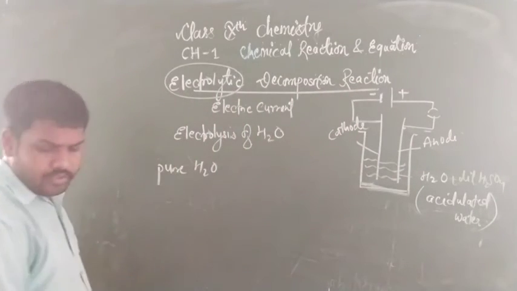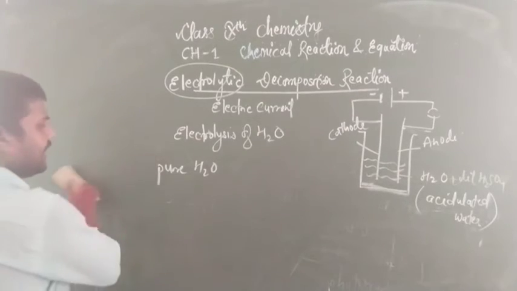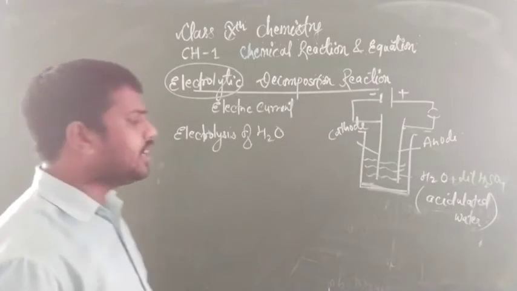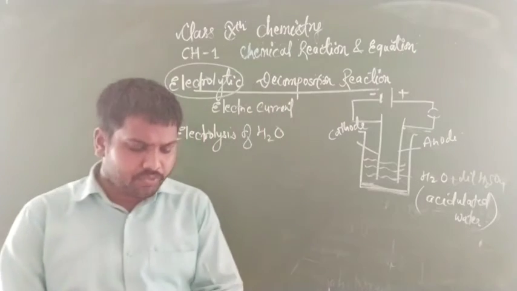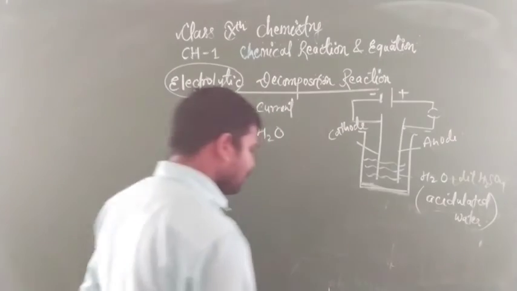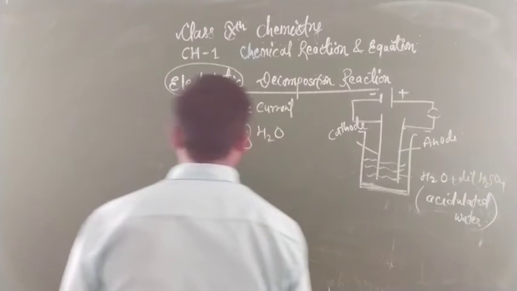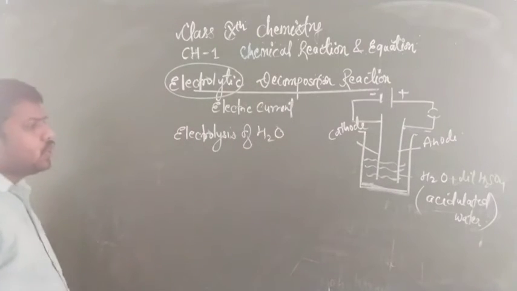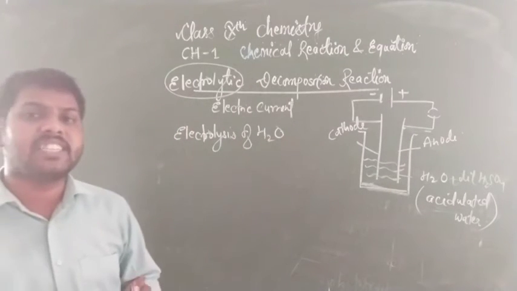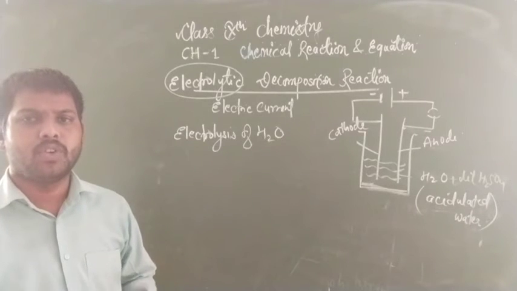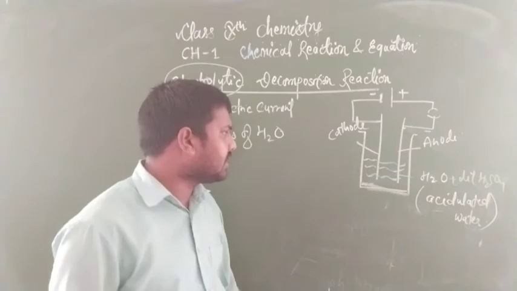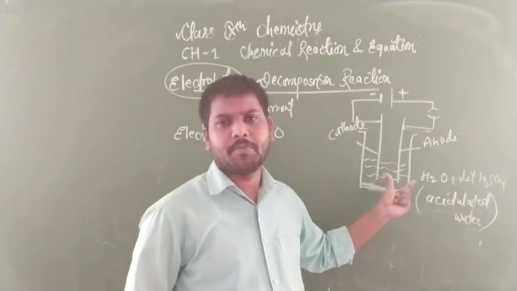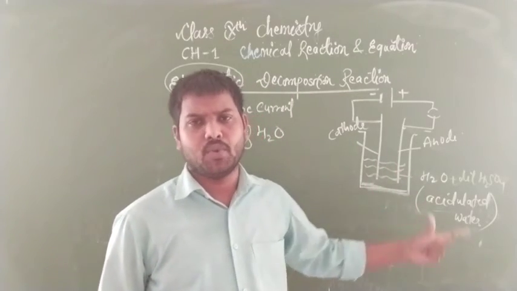Now, when we pass the electric current into this acidulated water, means the water which contains acid, this water breaks down, and you will observe that two gases are formed. One gas forms at the cathode, and the second gas forms at the anode.